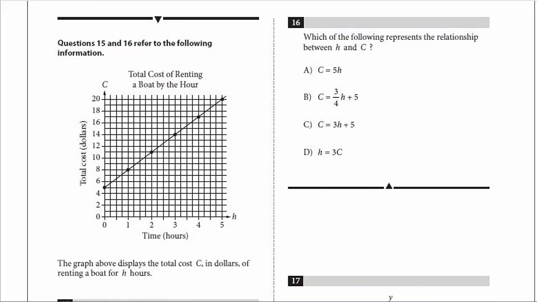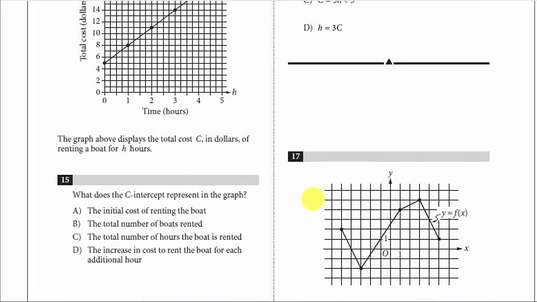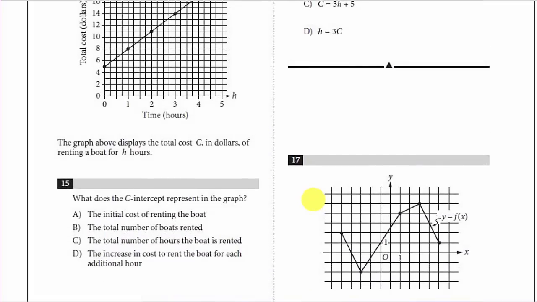All right, it says the graph above displays the total cost, C, in dollars of renting a boat for H hours. We're going to use this to answer numbers 15 and 16. So let's see what we've got here. What does the C-intercept represent in the graph?